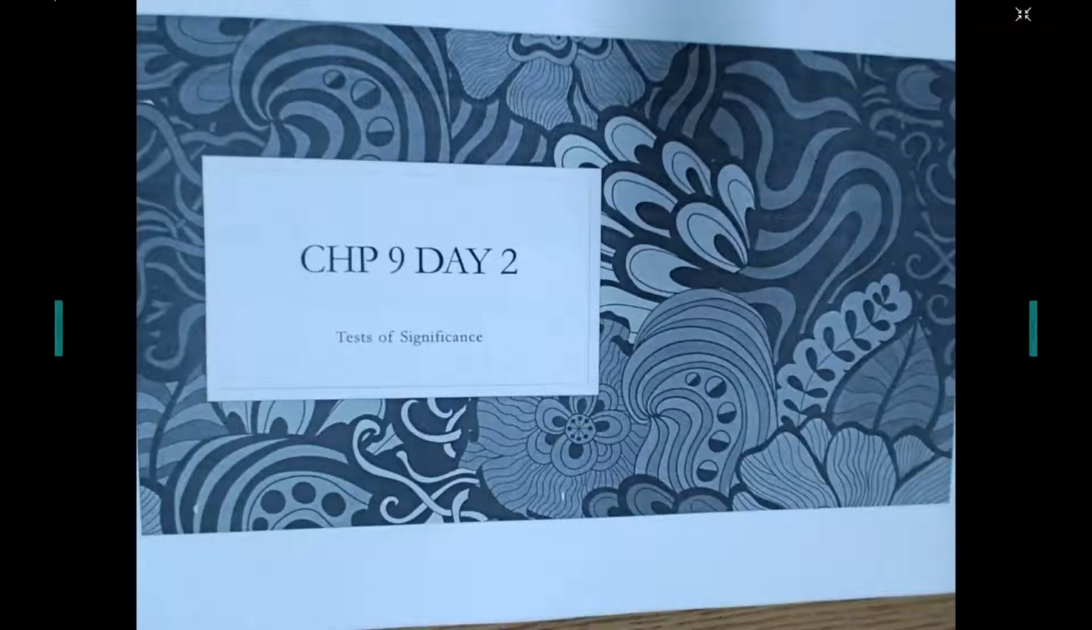Okay, so we're going to get into actually running some tests of significance today. In the last lesson, we talked about how to set up a test of significance, how we start with our hypotheses, where the null hypothesis is the status quo, what's being claimed to happen. And the alternative is our testing hypothesis, what we're testing to see if it's happening.